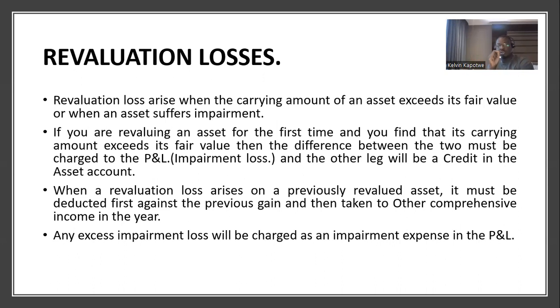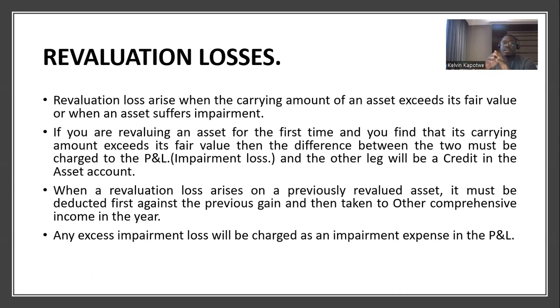So what you are going to do is this. You are going to reduce the value of that particular asset by crediting it with the revaluation loss, and then you are going to debit that impairment loss to the P&L. Then you would have met your double entry, and the accounting equation is going to balance. So those are the things that you must do.